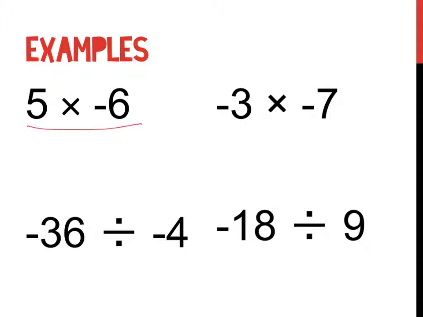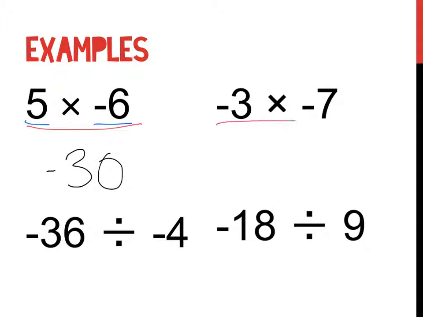I forget about the signs. I just go, what is 5 times 6? Well, 6 5s are 30. That's a +5, and that's a -6, so my signs are different. I've got a positive sign and a negative sign, which means my answer is going to be a negative.